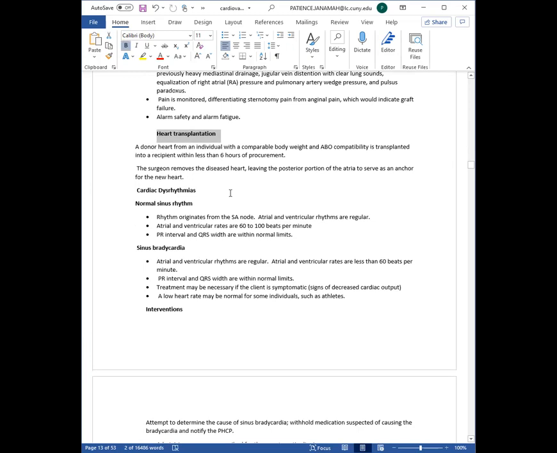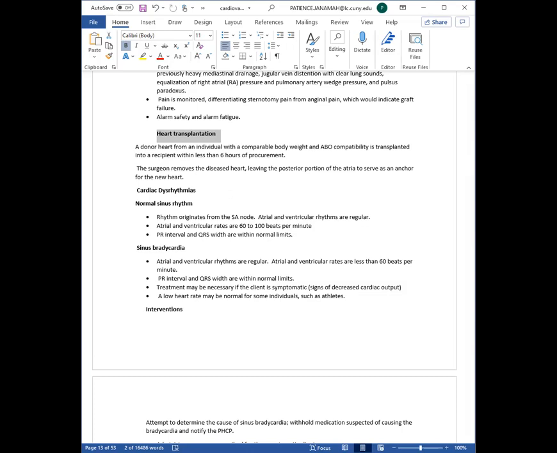And we have a donor heart from an individual. These are topics that NCLEX actually likes, especially in recent days. People get a lot of heart transplants, liver transplants, eye transplants, a lot of organ transplants. So if the patient is getting a heart transplant, this is straightforward. You understand that the patient is getting a foreign heart.